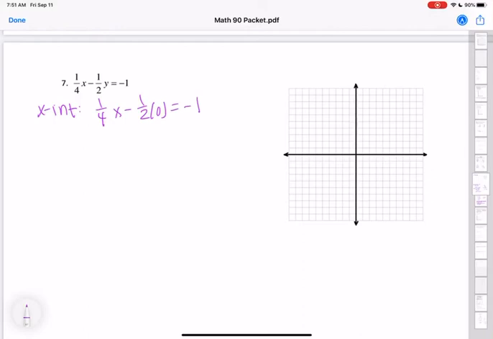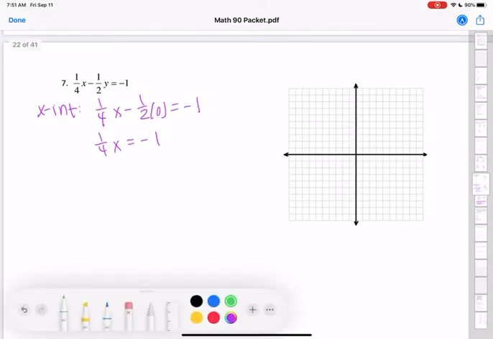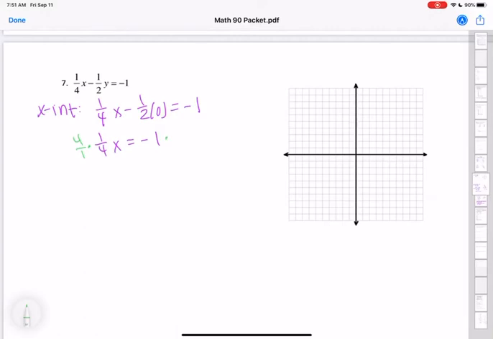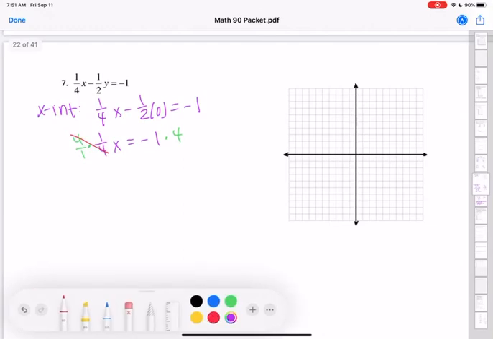Okay, so we're going to find the x-intercept. We go to the y, we put in 0. So I have 1/4 x minus 1/2 times 0, that's just 0, equals -1. To get rid of that fraction, we're going to go ahead and multiply by the reciprocal. So I'm going to times both sides by 4/1. Or you can just think of it as times 4, because it's the same thing. When we do that, you can see the 4's will cancel out, leaving you with just x equals -4.